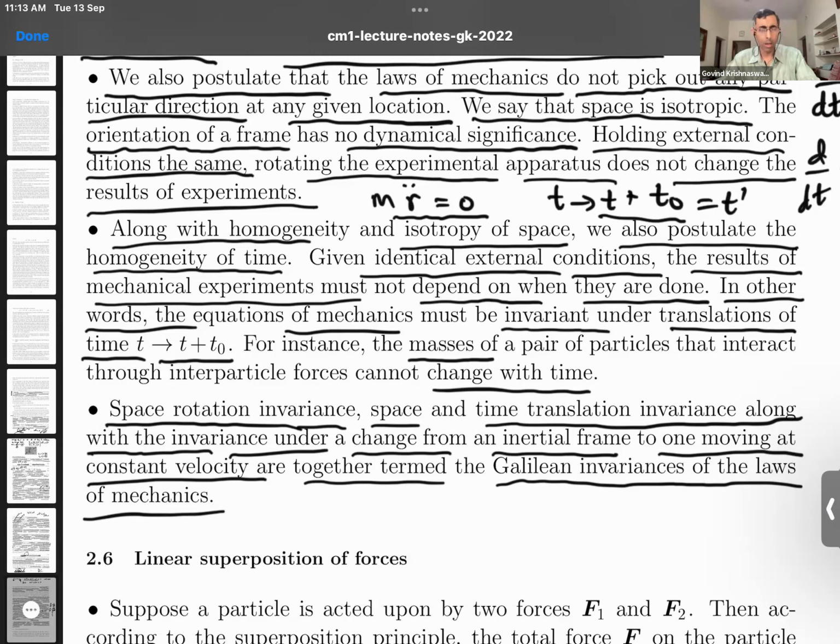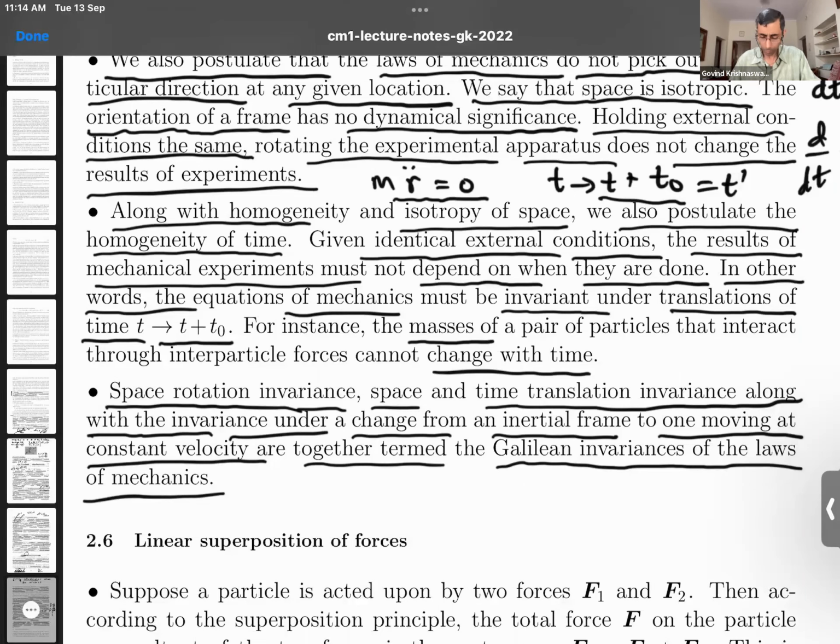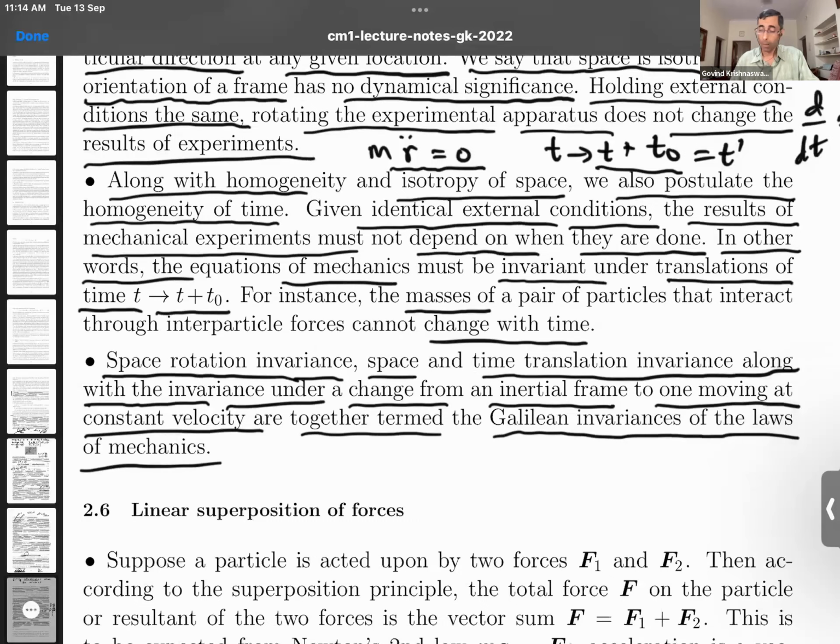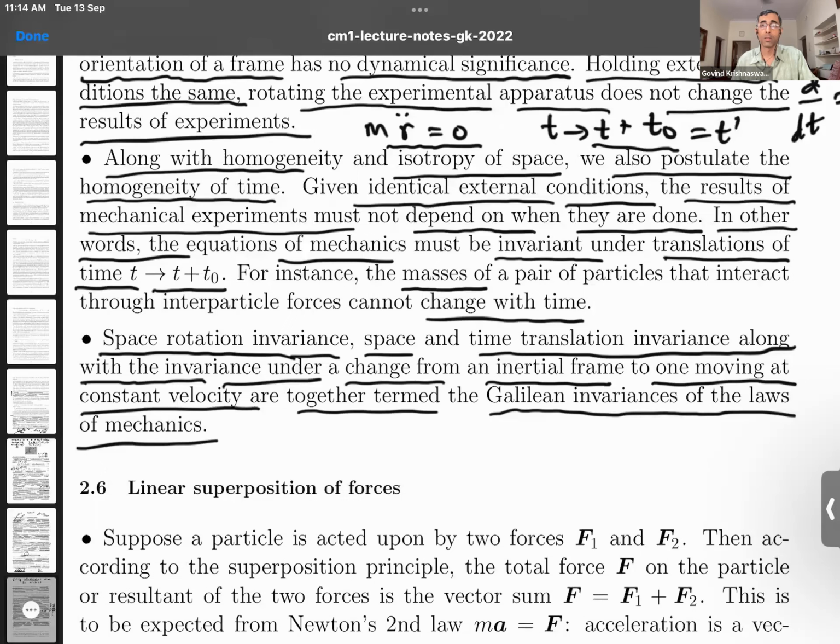Yeah, so Anhad, you are quite right that the appearance of m r double dot on the left hand side of Newton's equation is largely forced upon us by Newton's first law, namely the statement that free particles must move in a straight line in an inertial frame. So to that extent, you are correct. But the question is also whether this law also respects some other experimental observations. And that is what we are trying to establish over here.